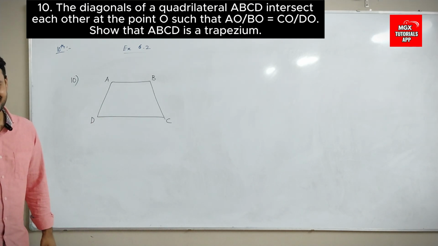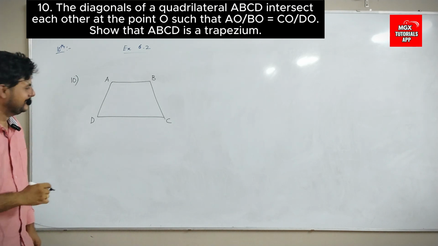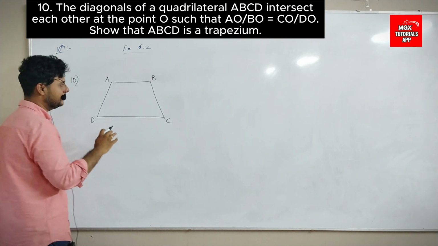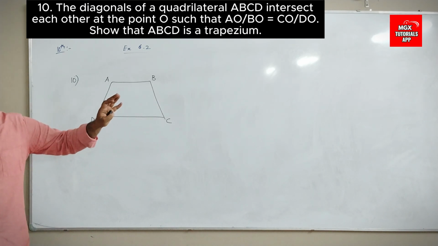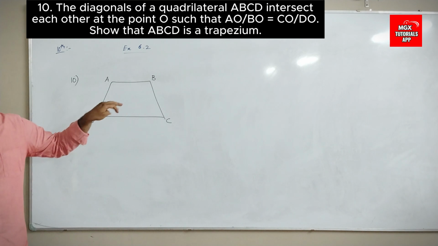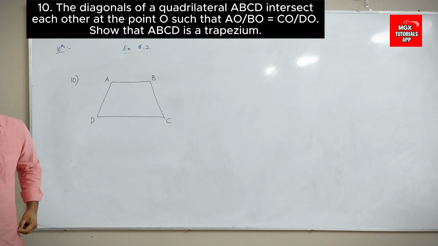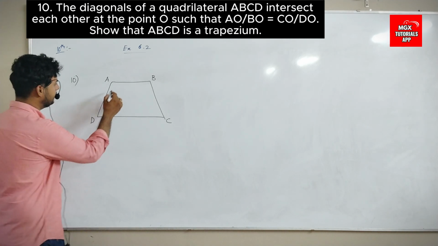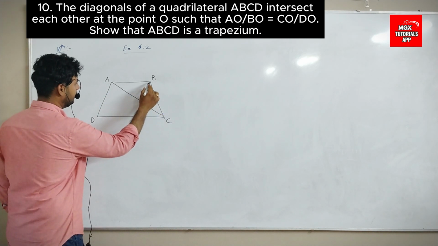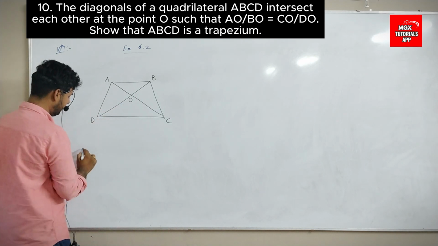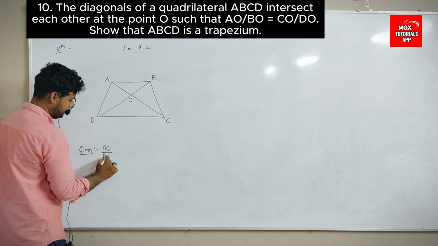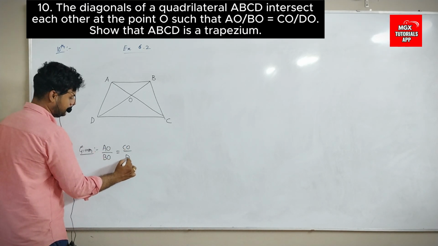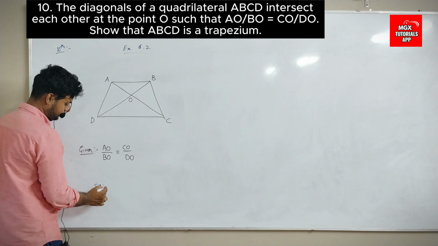The diagonals of a quadrilateral ABCD intersect each other. See, they have said quadrilateral. You can take parallelogram, trapezium, rectangle, whatever you want. Read further. The diagonals intersect each other at point O such that AO by BO is equal to CO by DO. Show that ABCD is a trapezium.